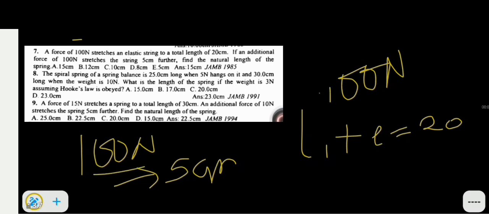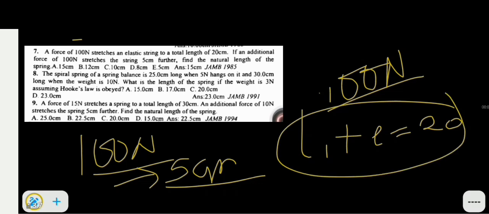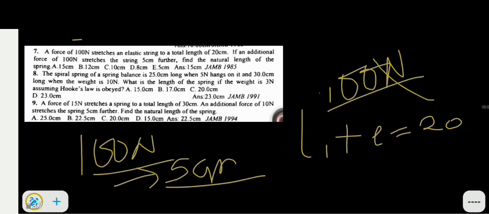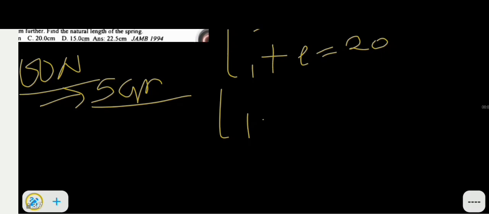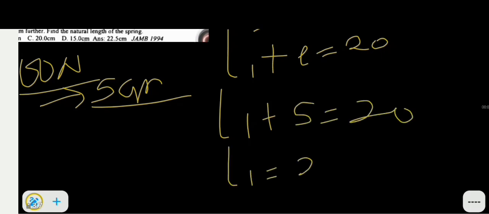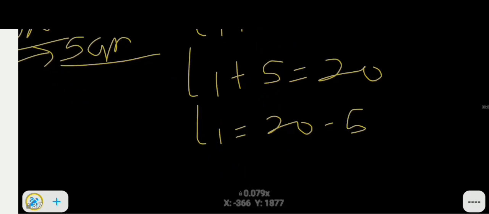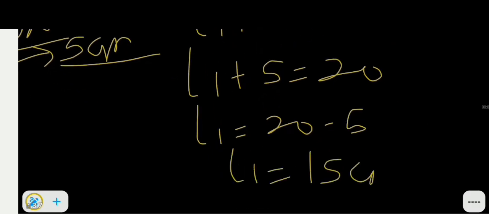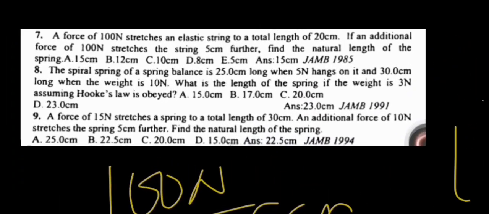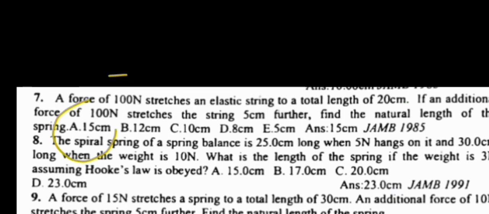So that means 100 Newton will cause an extension of 5 cm. So it's very easy to understand. So that means the original force that was applied at first, the 100 Newton force, will cause an extension of 5 cm. That means E is equals to 5. So just come to this equation here and put E is equals to 5. So all you're going to get is L1 plus 5 is equals to 20. Then from here you can get L1 equals to 20 minus 5, which will further give you L1 is equals to 15 cm. So the original length or the natural length of this string is 15 cm. So for number 7, 15 cm. So the answer is option A.